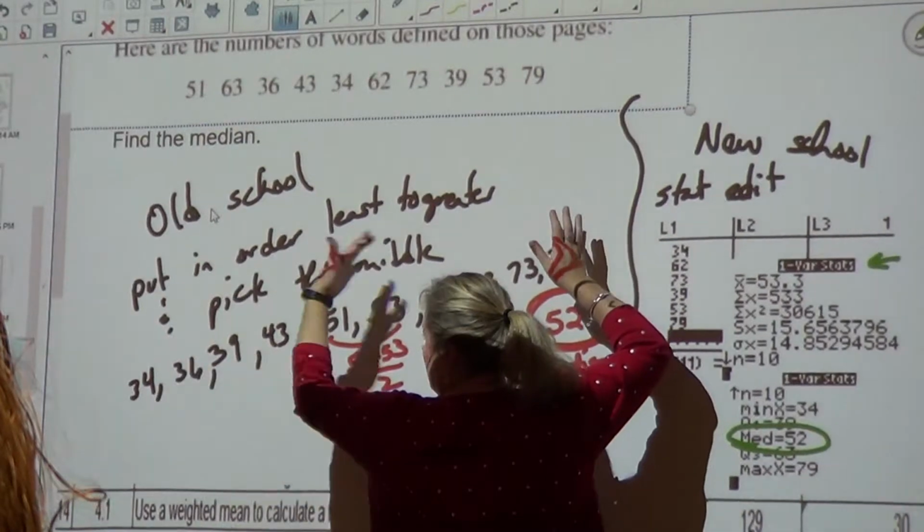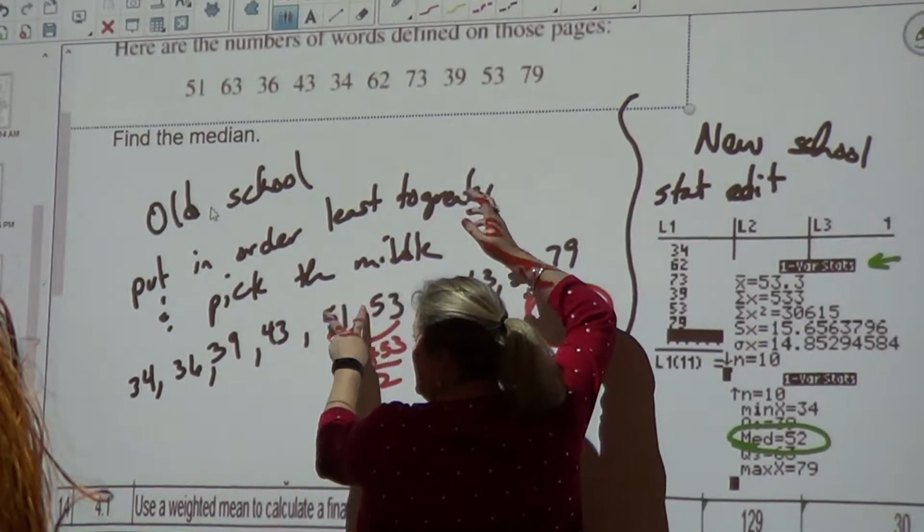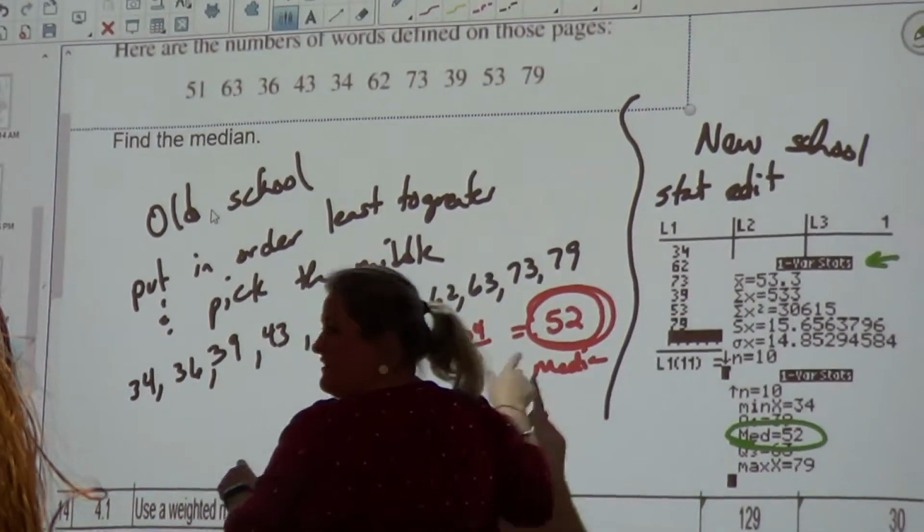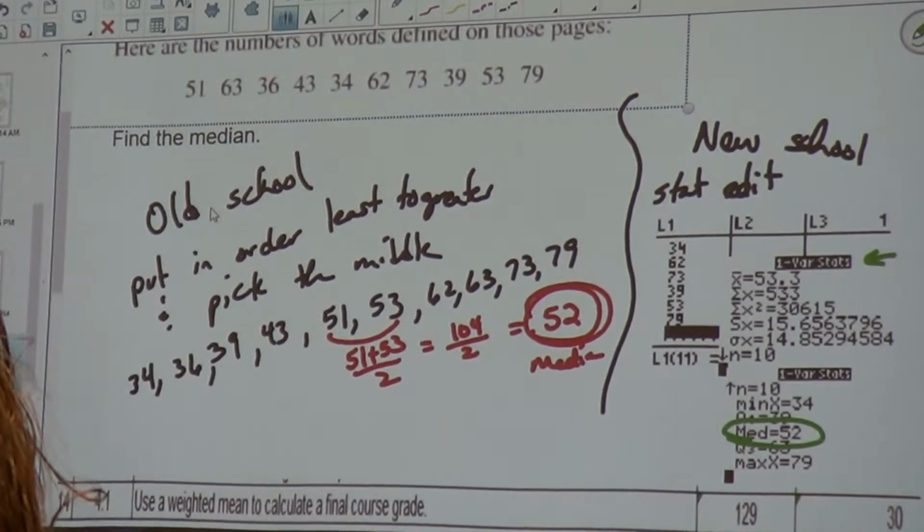Here is old school. I put them in order from least to greatest. I found the one in the middle. If there's 2 in the middle, you add them up and divide by 2. Yay?